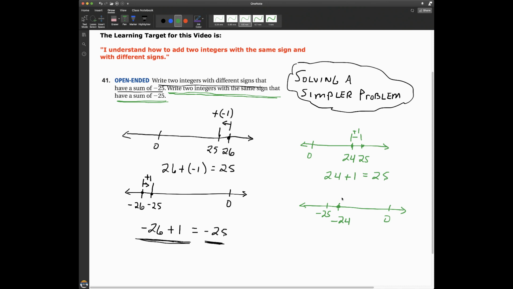Well, I have to go in this direction. So we learned that going in that direction means adding a negative number. What number should that be? Negative 1. Okay, so let me write this problem down. Negative 24 plus negative 1 equals negative 25. All right, so I'm able to answer the question. But first, what I did is I solved a simpler problem.